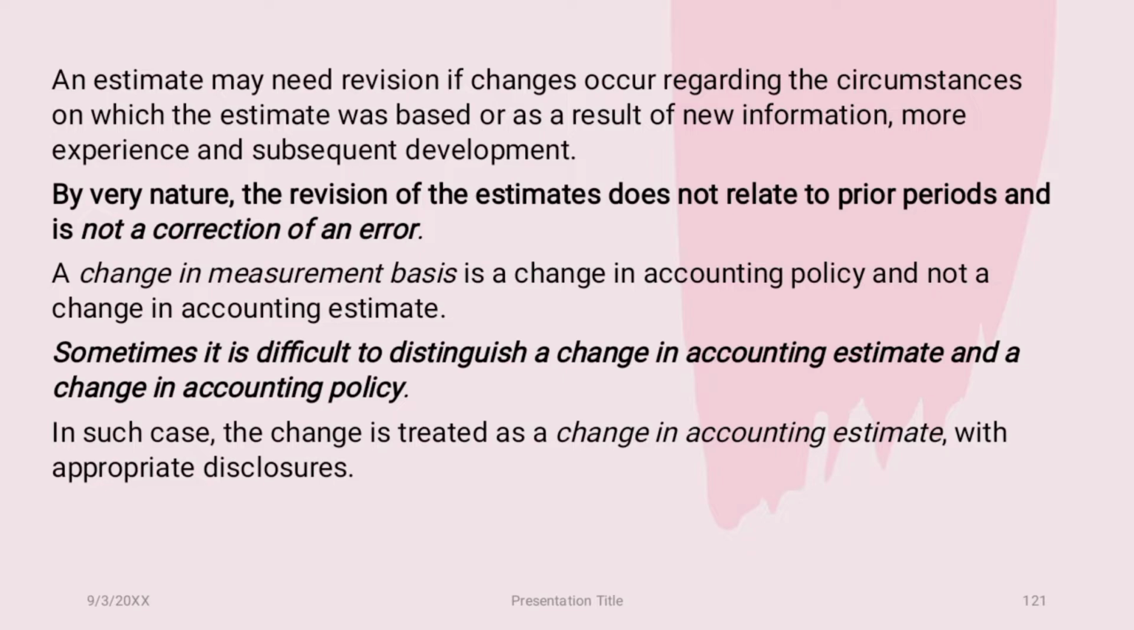By its very nature, the revision of an estimate does not relate to prior periods and is not a correction of an error. A change in measurement basis is a change in accounting policy and not a change in accounting estimate. Sometimes, it is difficult to distinguish a change in accounting estimate from a change in accounting policy. In such case, the change is treated as a change in accounting estimate with appropriate disclosures. Take note that a change in accounting estimate should be distinguished from error correction, because it is not a correction of an error.